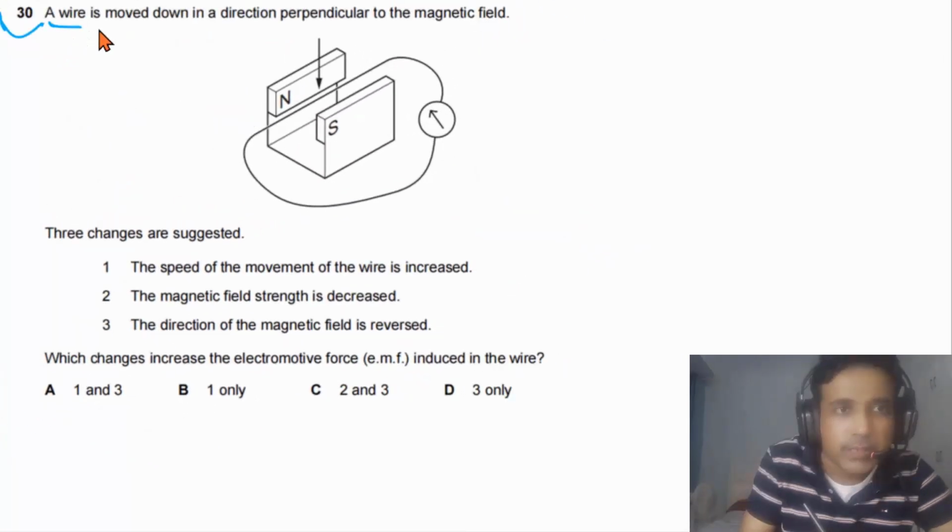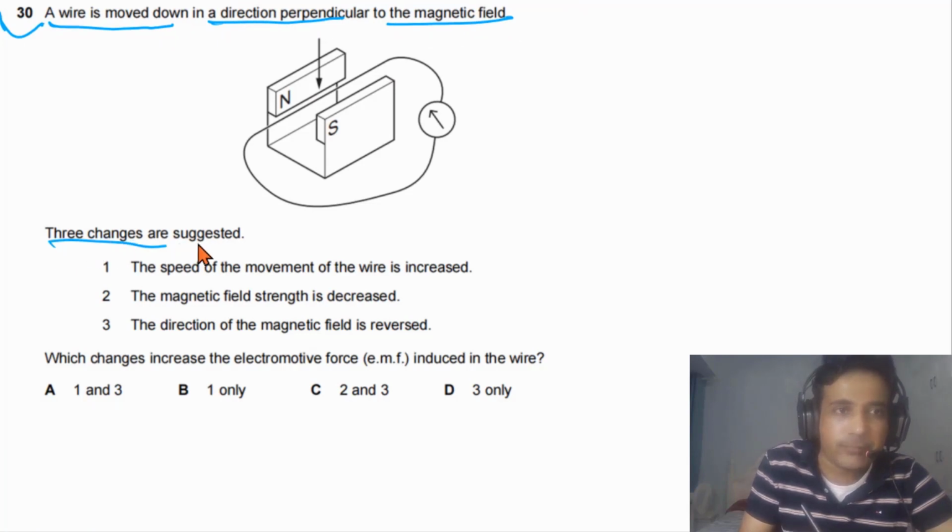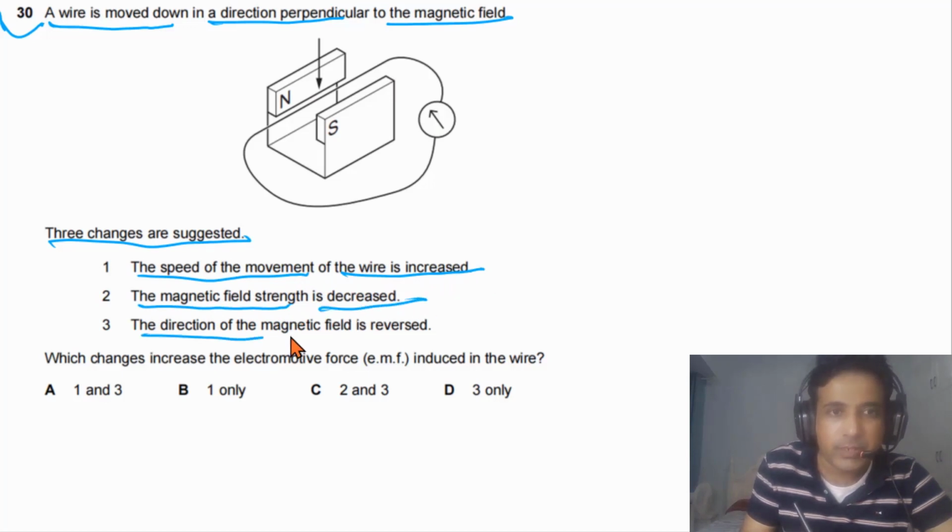Question 30 says a wire is moved down in a direction perpendicular to the magnetic field. 3 changes are suggested. The speed of the movement of the wire is increased, the magnetic field is decreased, the direction of the magnetic field is reversed. Which changes increase the electromotive force induced in the wire?